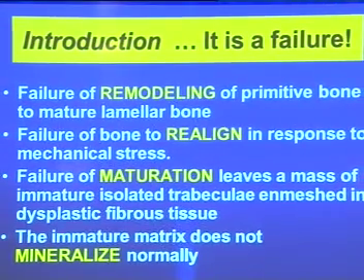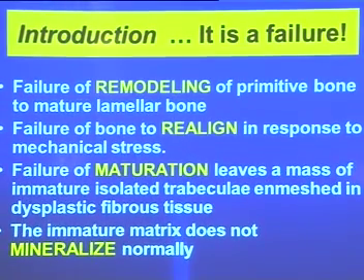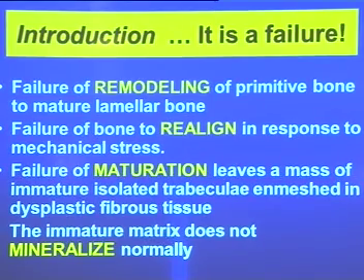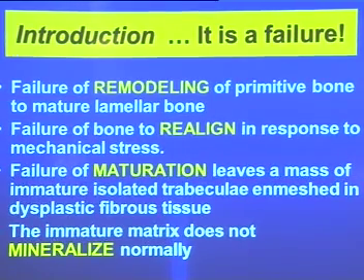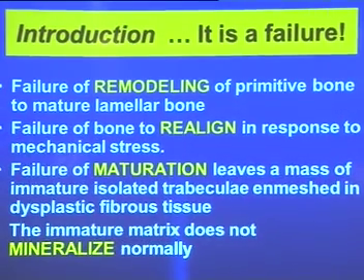So there is a problem, even if the bone is okay, of realigning, because as we know, stress causes realigning and trabecular formation, and these trabeculae which are formed are best aligned to resist the forces which are put on the bone. So there is a failure of bone to realign. There is a failure of maturation, which leaves a mass of immature isolated trabeculae enmeshed in dysplastic fibrous tissue.